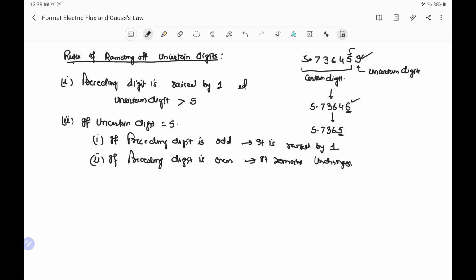For example, in the above example, if we want to remove this digit 5, we have to check the previous digit, and it is even. Even are the numbers which are divisible by 2. So as per this point 2, if the preceding digit is even, it remains unchanged. That means we will get 5.736. And in this way we can proceed further. So this is the way we can round off the uncertain digit.